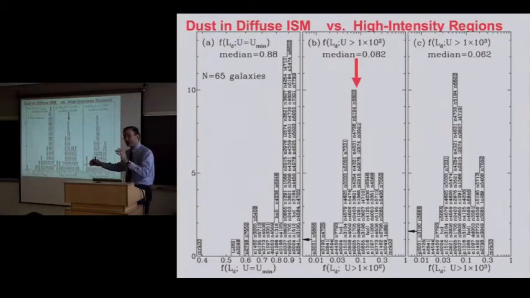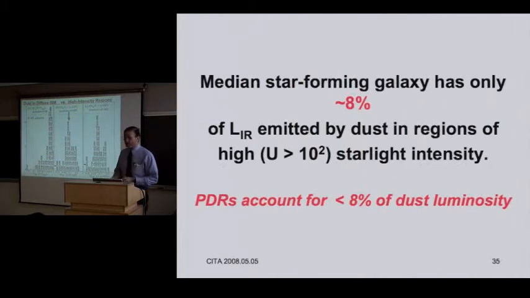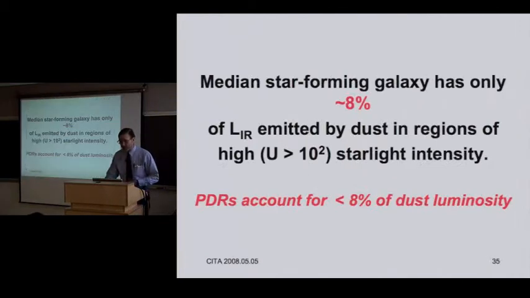be 17, 18 degrees for the big grains. And the fraction that's coming from regions where the starlight intensity is 100 or more times the local Milky Way average is only 8%. A small fraction of the luminosity is coming from these regions. And these would be the PDRs. So these are regions that are close to hot stars where the dust is illuminated by much more than the average intensity.